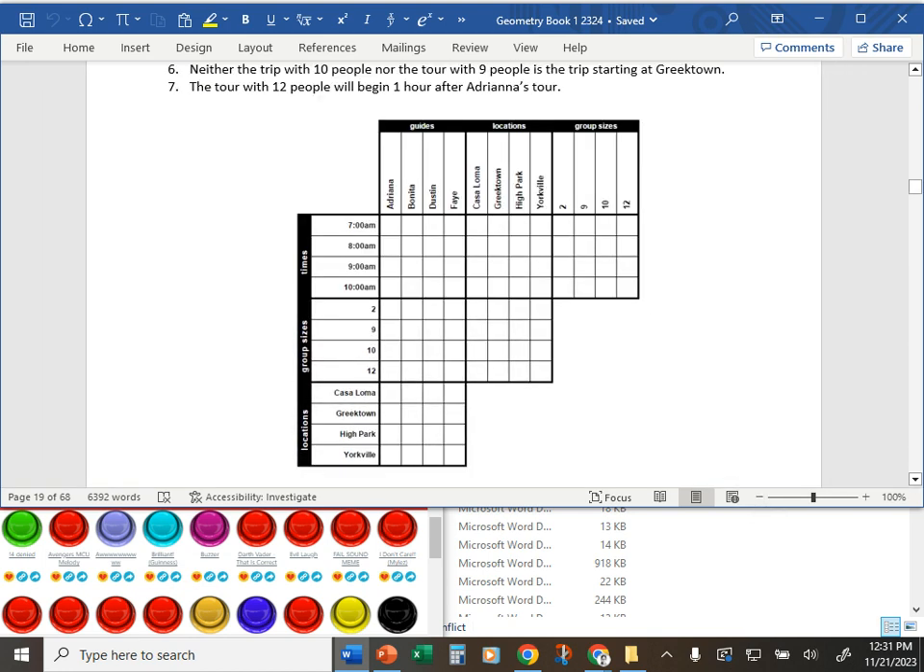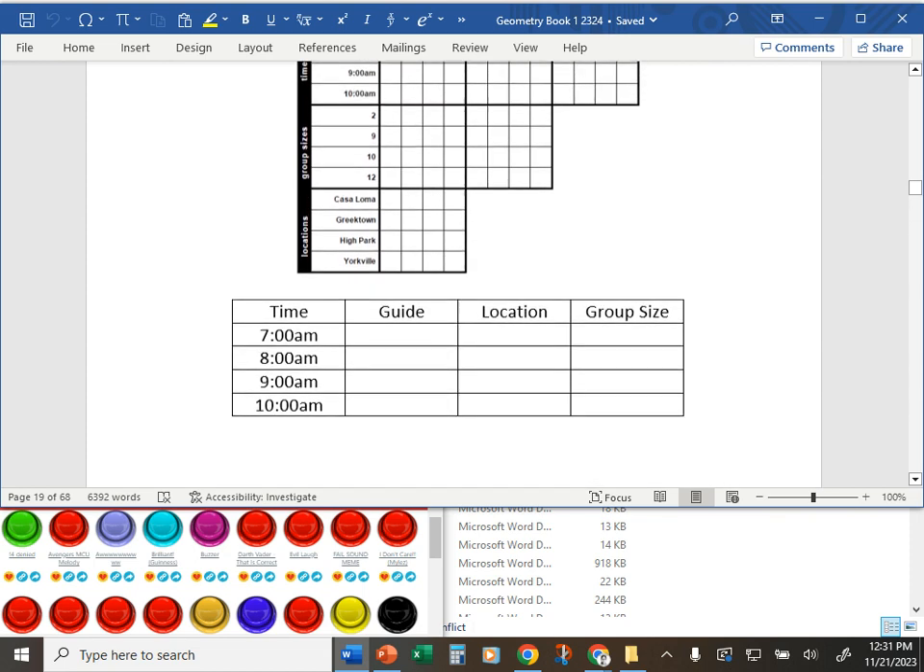You are given 7 clues, and from those clues, you are to determine at the bottom the time each tour leaves, who the guide for that tour is, where the tour is going, and how large the tour is. Okay, so let's just go to the top.